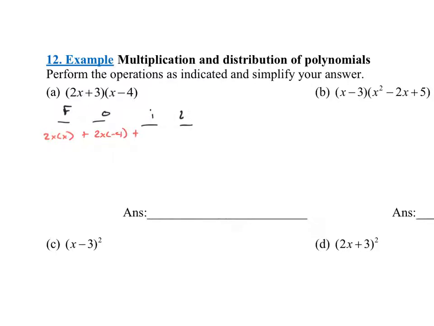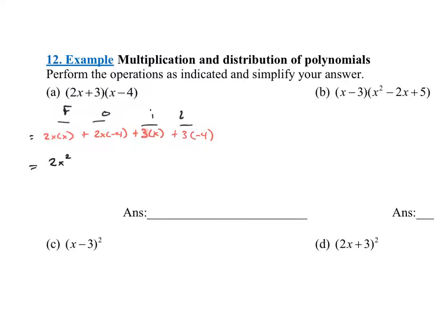Now I need to do the inners. The inners would be the 3 times the x, so that's plus 3 times x. And then the last would be the 3 times the negative 4, so plus 3 times negative 4. So that's what FOIL is, first, outer, inner, last. Hopefully this is super, super easy for you. You absolutely remember how to do this. Let's just simplify from here.